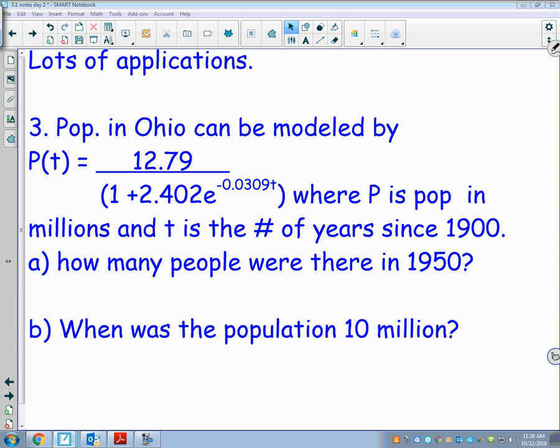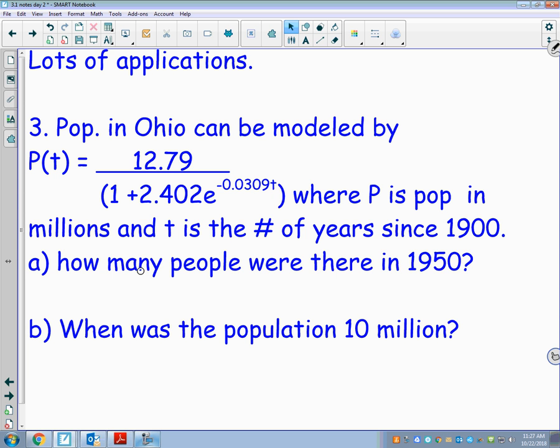The other thing that I want to talk about, which we're going to keep talking about in this chapter, is applications. One application is a logistic function, talking about population. It says population in Ohio can be modeled by this function, where P is the population in millions and T is the number of years since 1900. It's really important to read what this is saying. The answer that you get is in millions, so if you get an answer of 7, it would be 7 million. And T is the number of years since 1900.